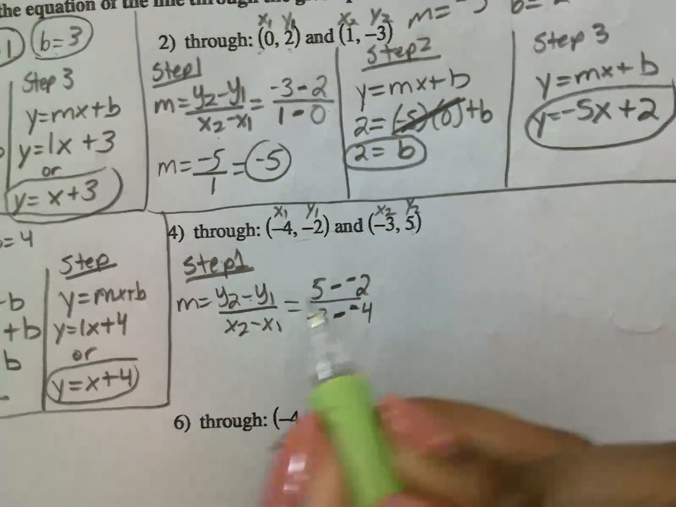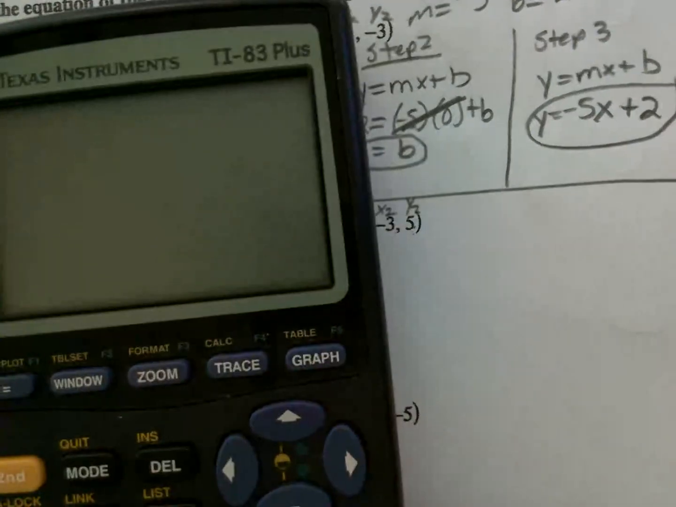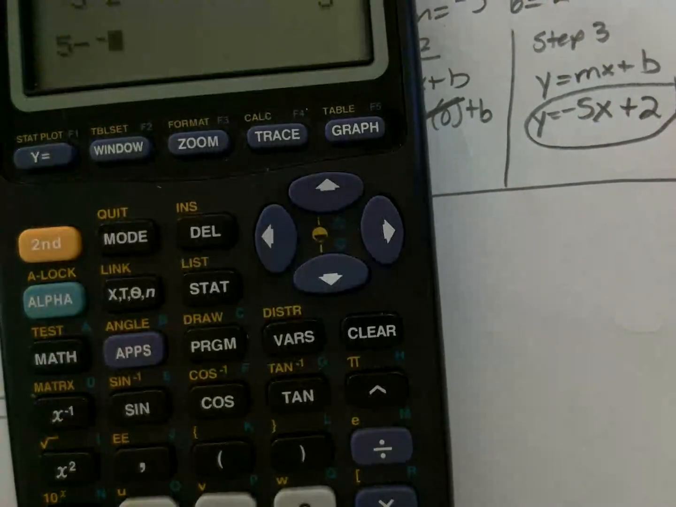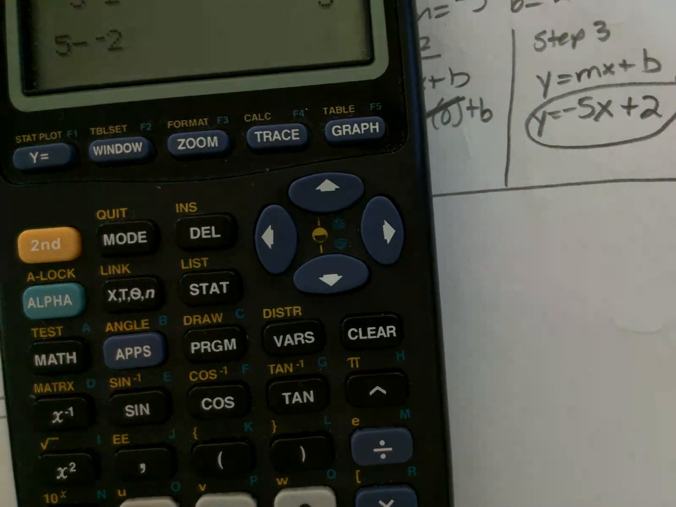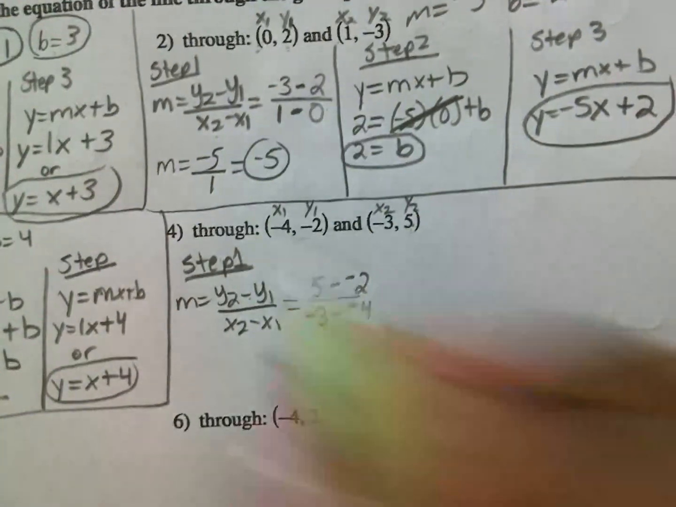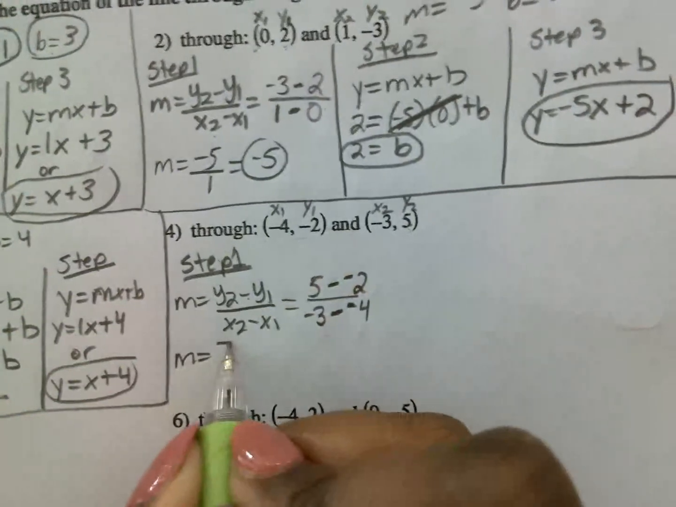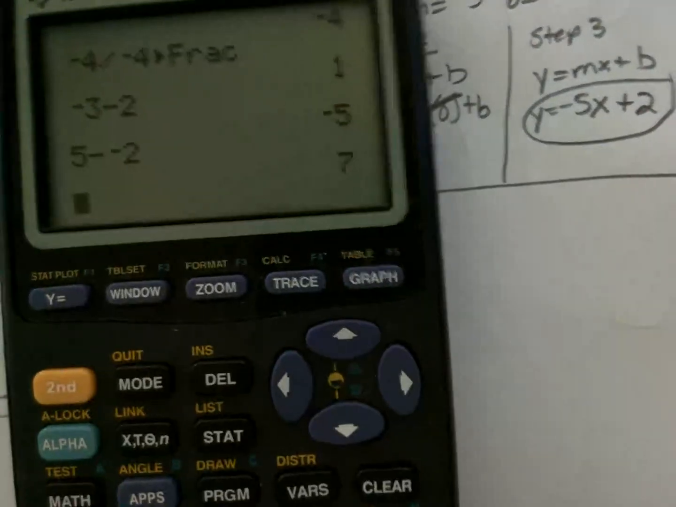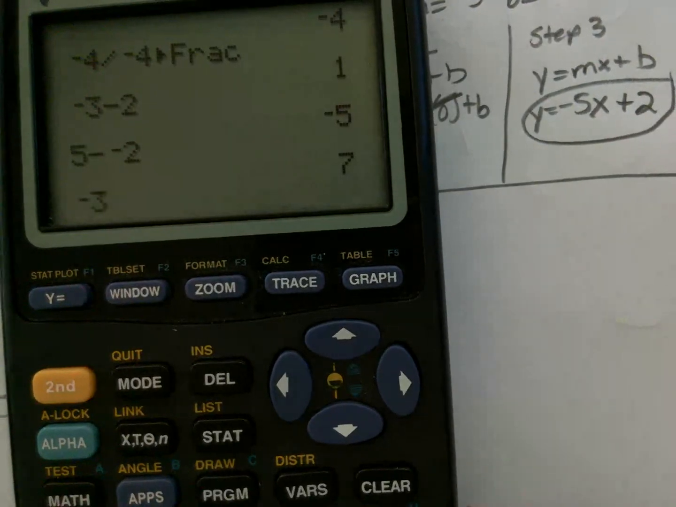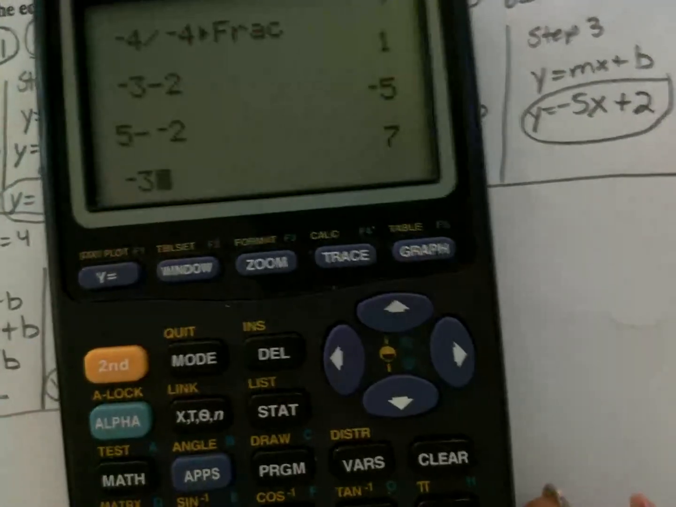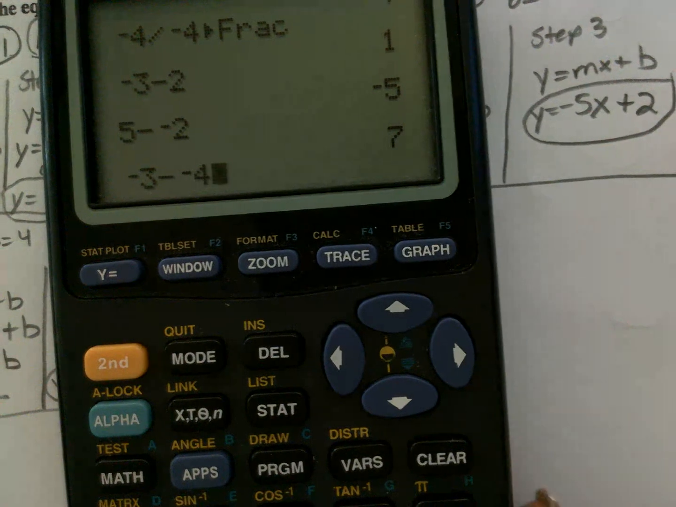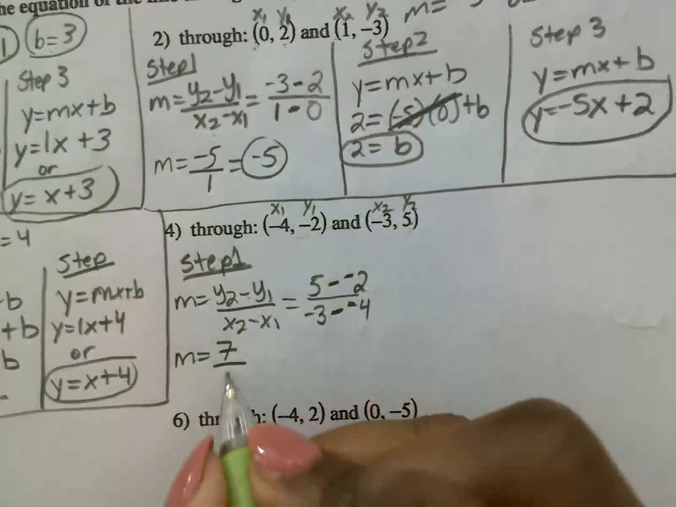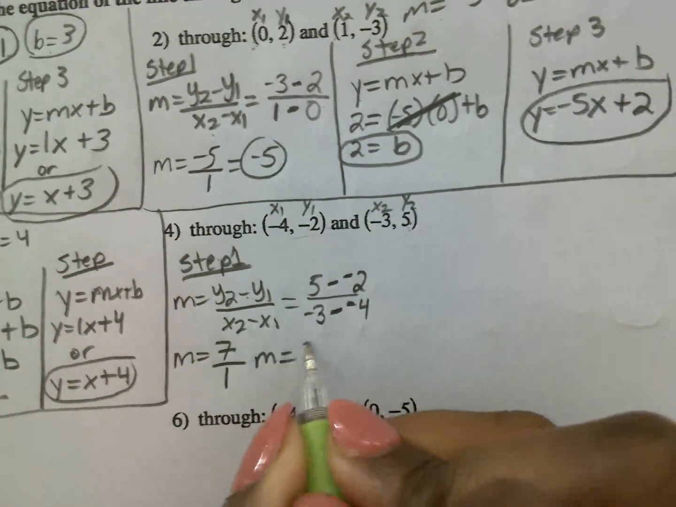Okay? On the top, don't forget, if you don't remember how to do that, have 5 minus a negative. Don't forget to put minus negative 2. And remember, that's plus a positive, so that gives you 7 on the top. This again is plus a positive, but if you forgot how to do that, negative 3, minus a negative 4, and that gives you, look, a positive 1. So m here is equal to 7.